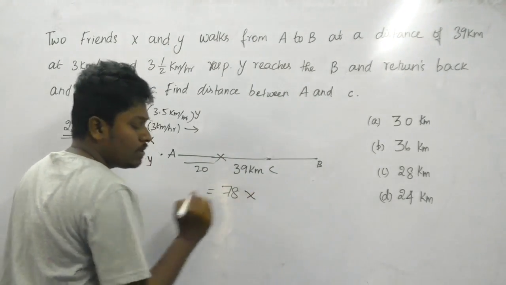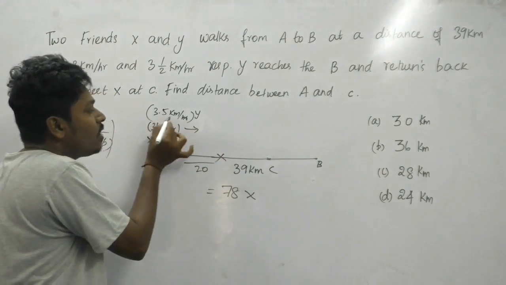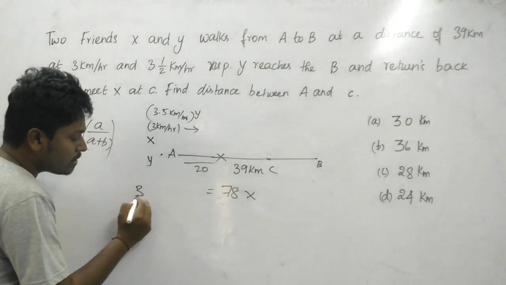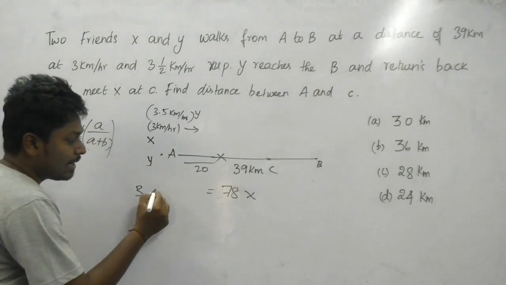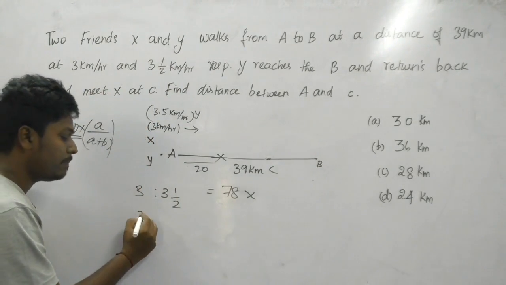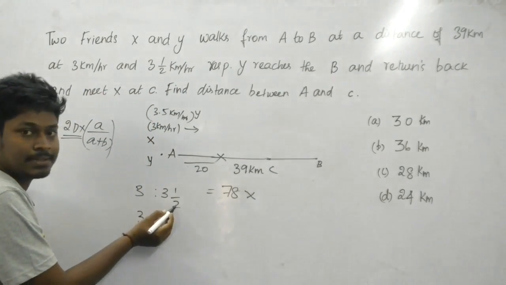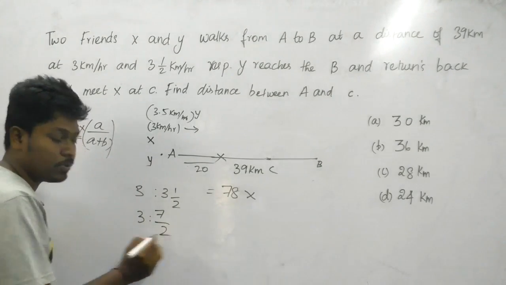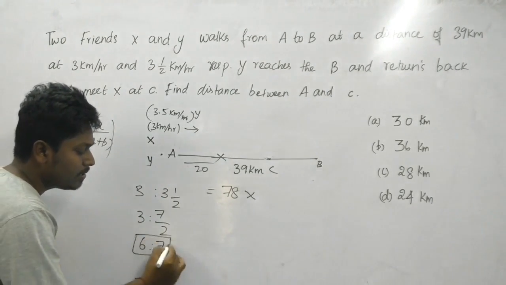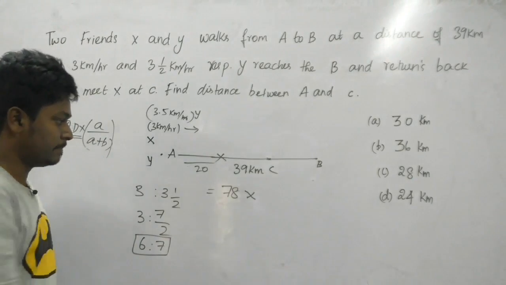What is the ratio of both the speeds? See here friends, keenly watch. First person's speed is 3. Second person's speed is 3 1/2 kilometers per hour. So keeping 3 as it is, 3 twos are 6, 6 plus 1, 7, divided by 2. So 2 into 3 is 6, and 7 will be the ratio of both their speeds.